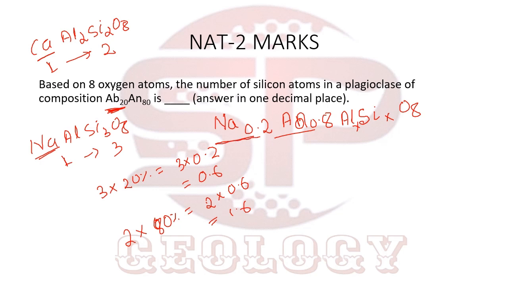So when Na is 0.2, Si will be 0.6. When An is 0.8, it will be 1.6. So the silicon will be 0.6 plus 1.6, which is 2.2. So the value of silicon will be 2.2 here.